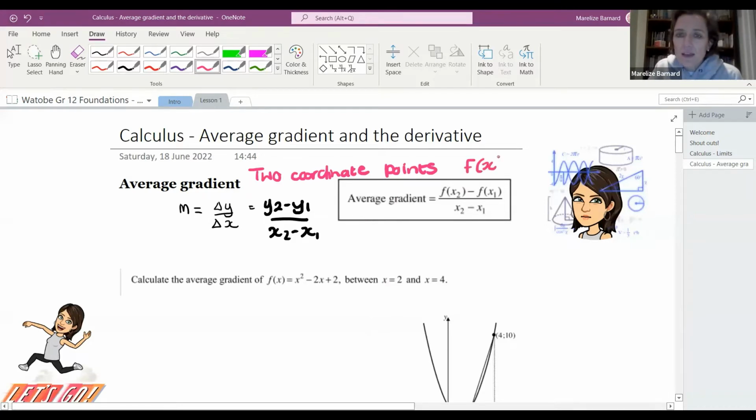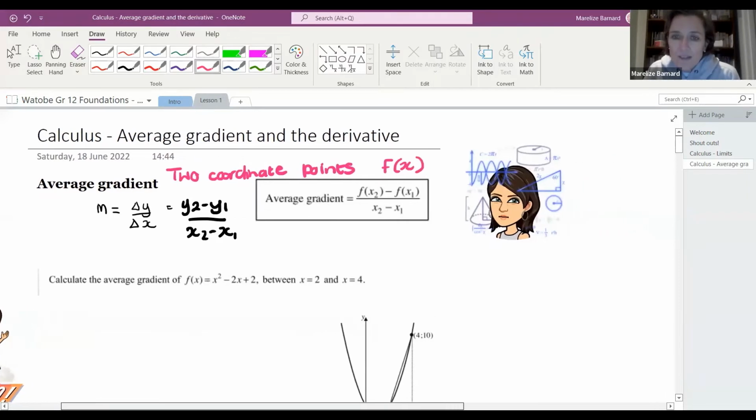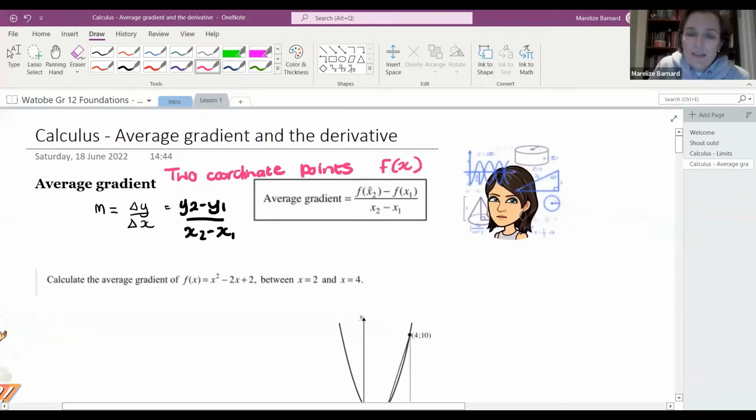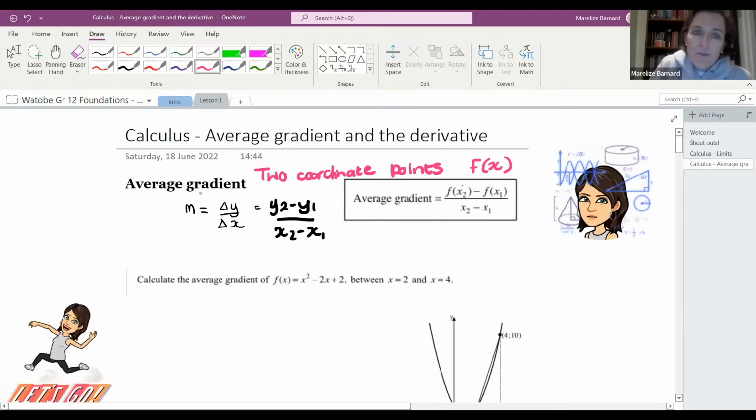So what's written here in the block is just a different way of representing that. If we have f of x, and we want to find out what the y value is, then we sub in f of x2 and f of x1. So this is just another way to represent this formula that I think most of you know quite well by now. Okay, so let's have a look at calculating the average gradient.